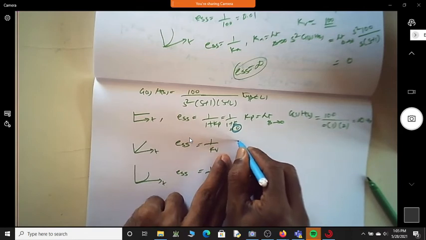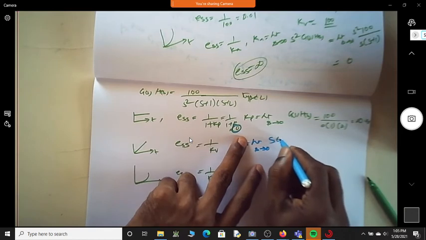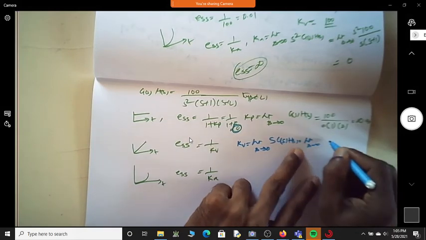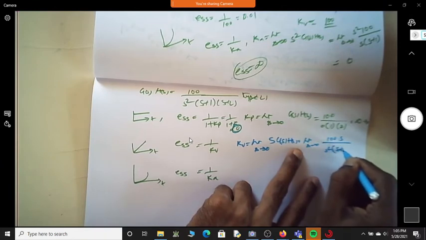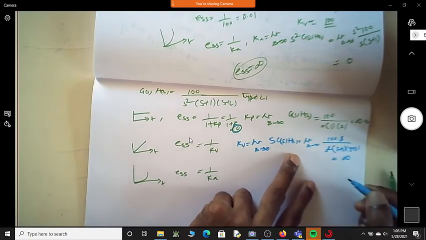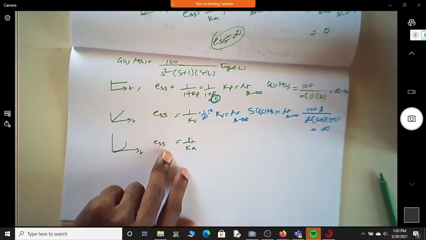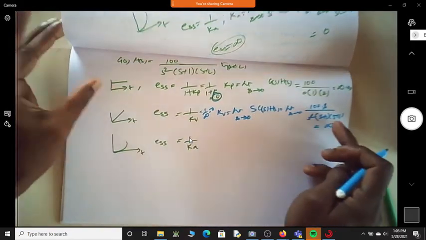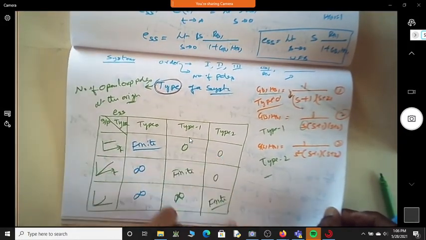Similarly here, what is Kv? It is the limit of s tending to 0, s into G of s into H of s. That is the limit of s tending to 0, 100 into s by s square into (s plus 1)(s plus 2). This s will go off, and this will again end up with infinity. So this is 1 over infinity, which is 0. Kv is infinity, but ESS is 0. That's what we wrote here. For a type 2 system, for a step input, it is 0, and for a ramp input also 0.